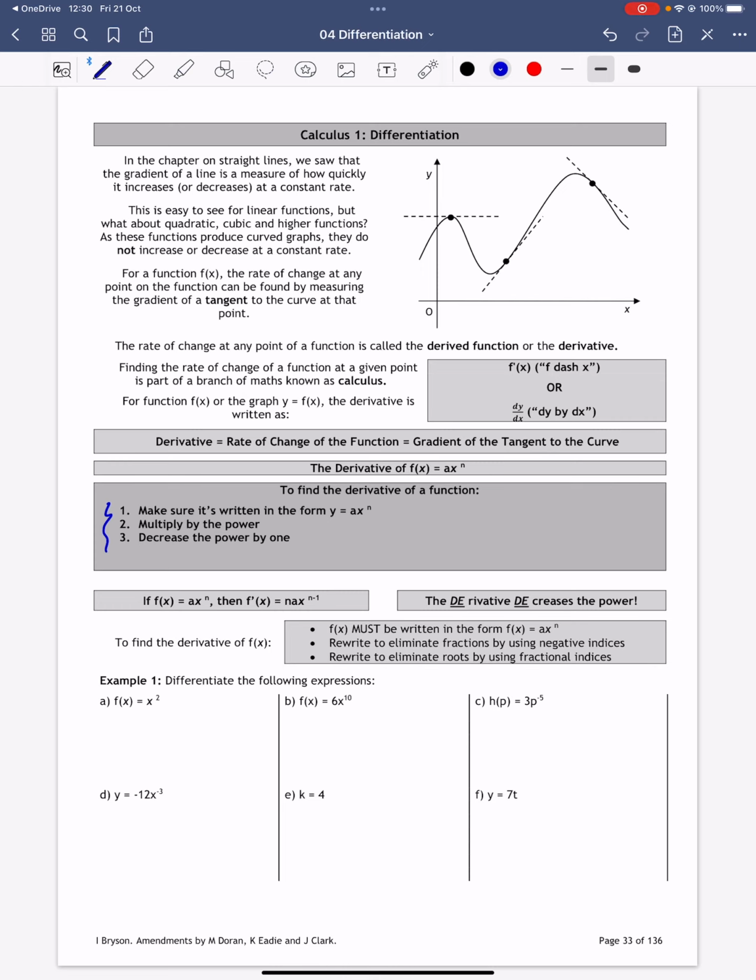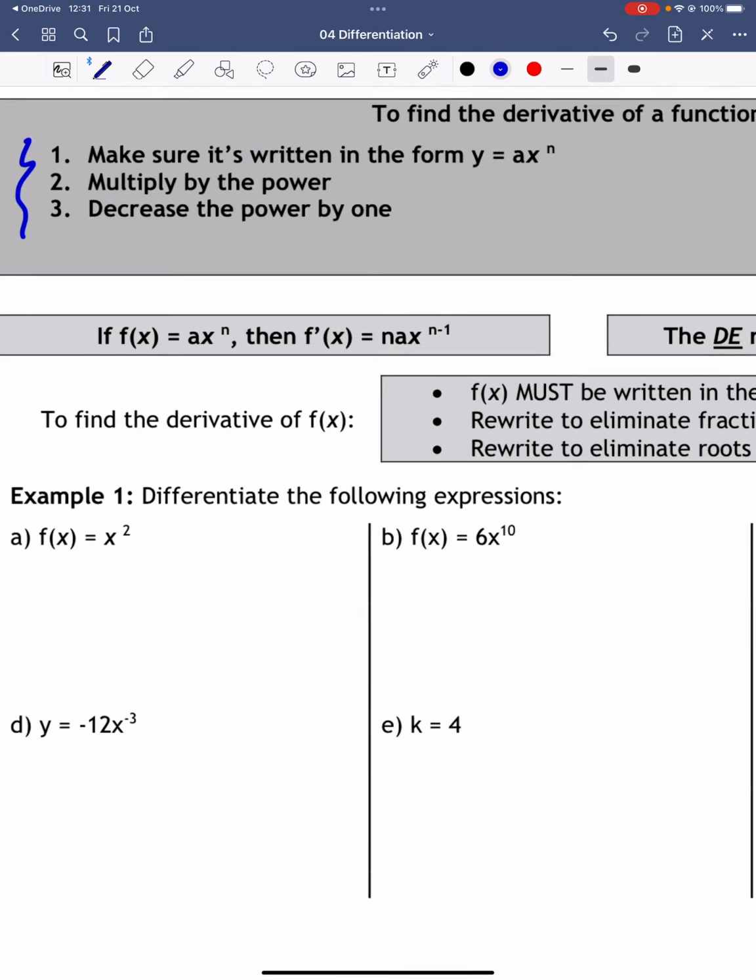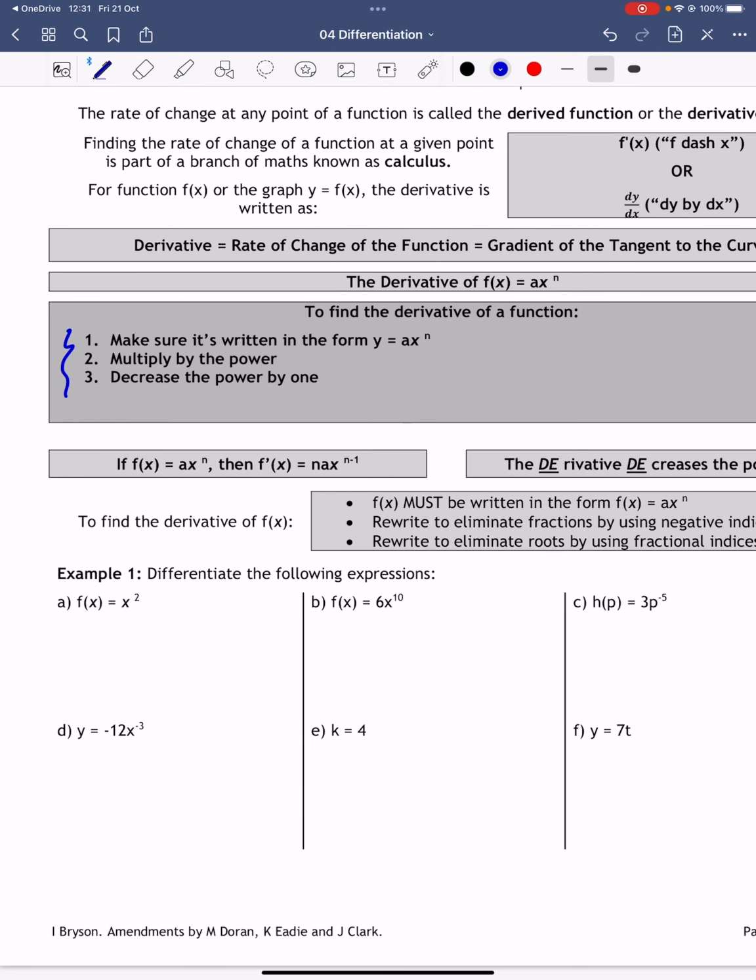That means our x is not part of any fractions, it's not part of any roots, it's not part of any brackets. It's free of all of those things. We bring the power down, we multiply by that power, but then we decrease the power by 1. It's a lot easier to understand when you're just going through the examples. So let's take a look at example 1 in this video.